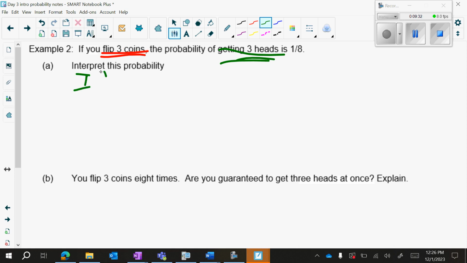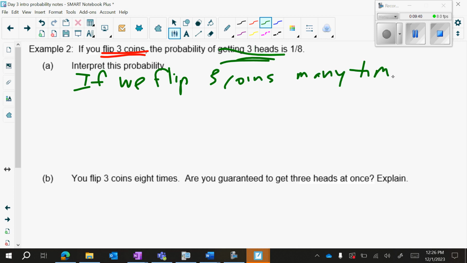That's basically what we're doing here. So if we flip 3 coins many times, like infinite times, 1/8 of the time, we will get all 3 heads.